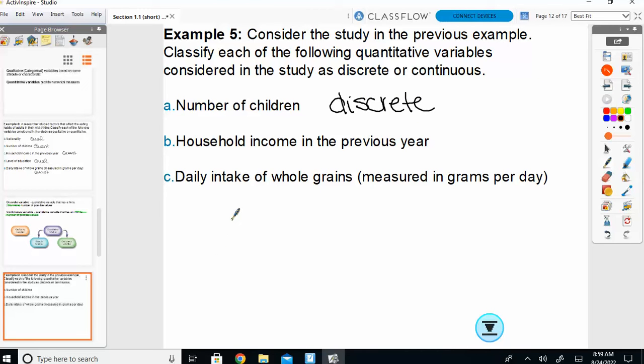Household income the previous year. So income, money, it has decimals. Does it have an infinite number of decimals? No. Money only goes to the nearest cent. So could you list every possible value? Yeah, we probably don't want to. It's annoying, but we could. So it is discrete because there are a fixed number of decimal places. We can only have 2 decimal places in that. Now when I'm looking at grams per day of your whole grains, can you have a decimal or a fraction there? Yes. Do we have to round that to 1 or 2 decimal places? No, we could round that to as many as we wanted. So what would that one be? Continuous.